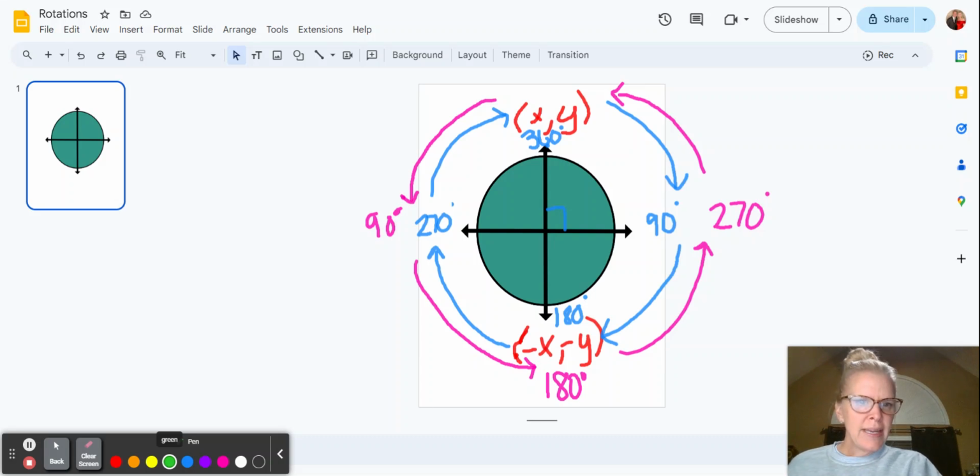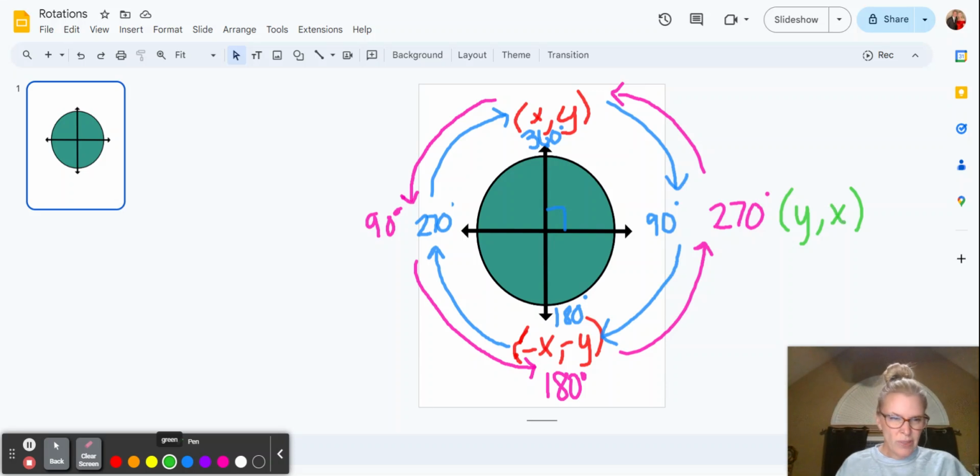So what is that going to mean on the outside? Let's say that we are going clockwise 90 degrees. What is that going to do to my x and y value? That means my x and y values switch places. So we're going to have a y before the x.